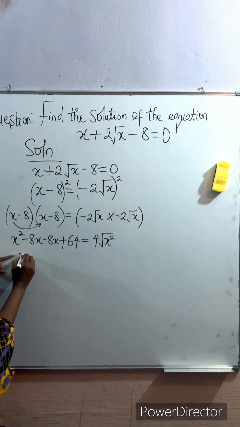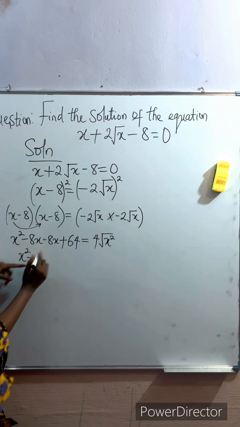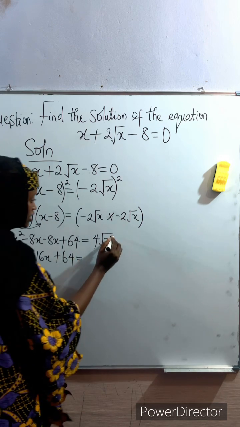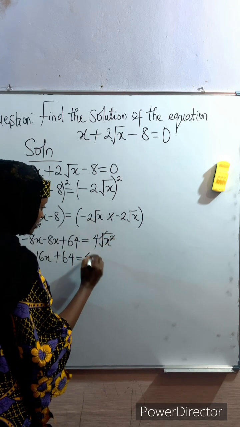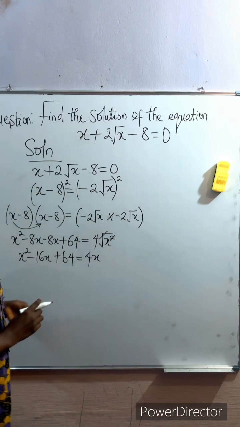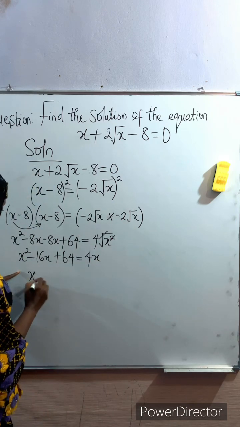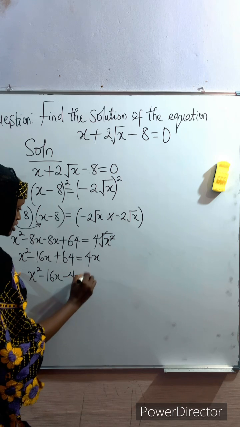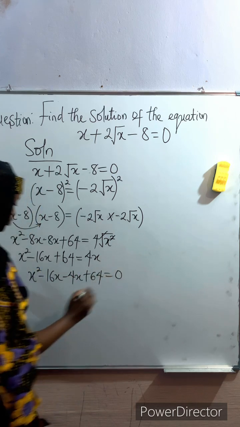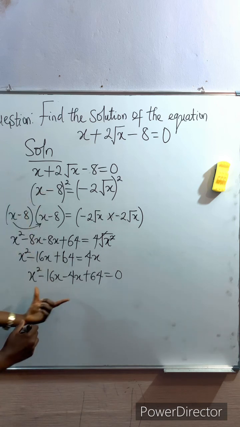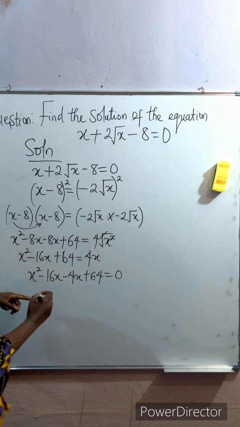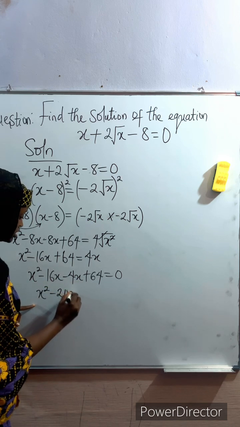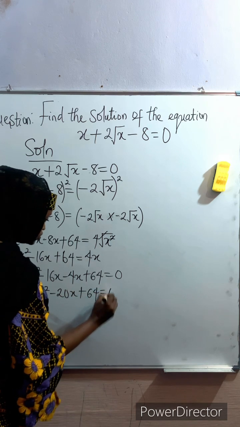Simplifying further, we have x squared minus 8x minus 8x gives us minus 16x plus 64 is equal to, this square cancels this root sign. We are left with 4x. At this point, we collect like terms again by saying x squared minus 16x, then this 4x becomes minus 4x plus 64 equal to 0. Okay, so we can see that this is giving us a quadratic equation. Let's simplify further. We have x squared minus 16x minus 4x gives us minus 20x plus 64 equals to 0.